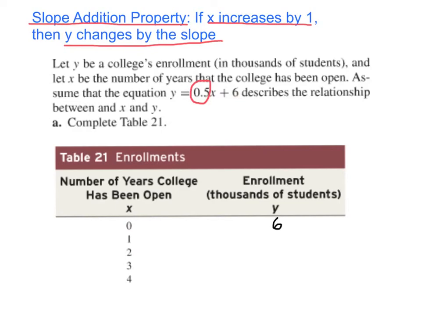And then, once we have that starting point, we'll use this property. Since x is going up by 1 each time, this y is going to change by the slope, meaning it's going to go up by 0.5 each time. So if it's already at 6, then the next one's going to be 6.5, and then it's going to be 7, and then 7.5, and then 8. And that's the end of today's lesson.